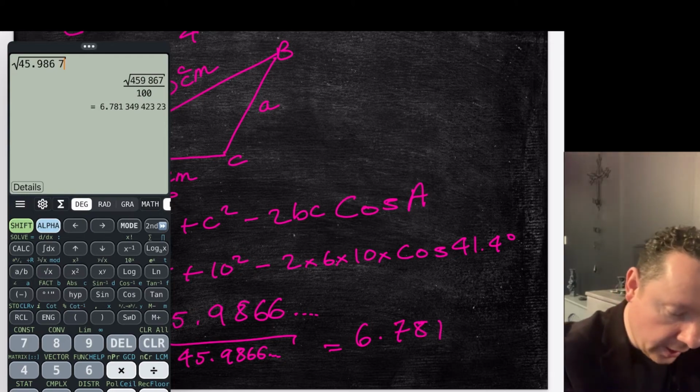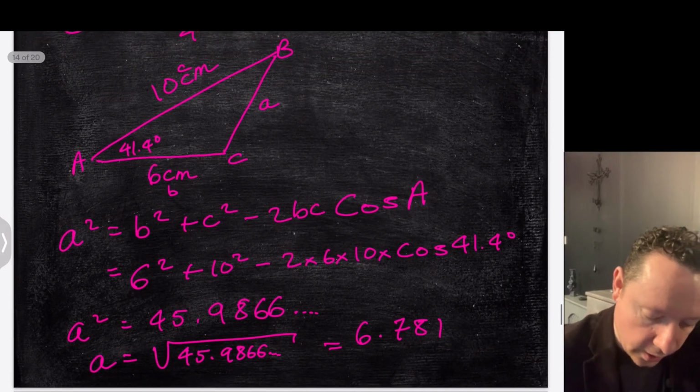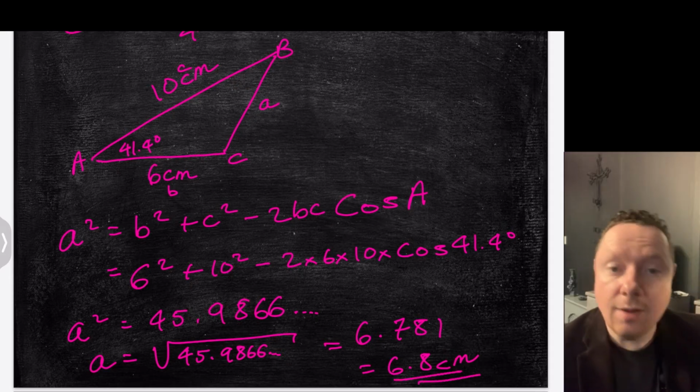And then just check how many decimal places it wanted. 1 decimal place. So we write 6.8 centimetres. And we're done there.